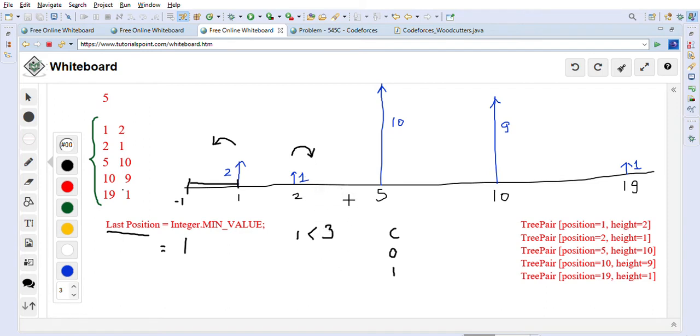And at the same time, we will also check that this 3 should be less than this 5, right? 3 should be less than the 5, because if the next tree position is 3, then we cannot fall that on the right side, right? So we will check that also. So the next position is... so the last position will be updated. Let me show you the code snippet for that.